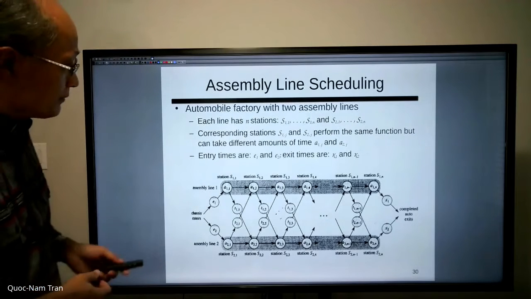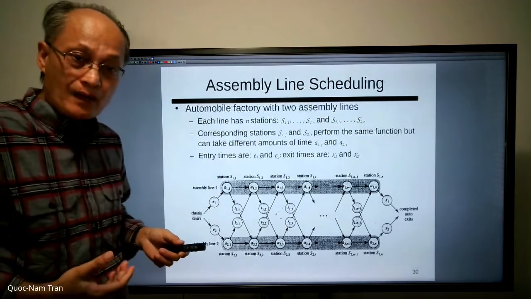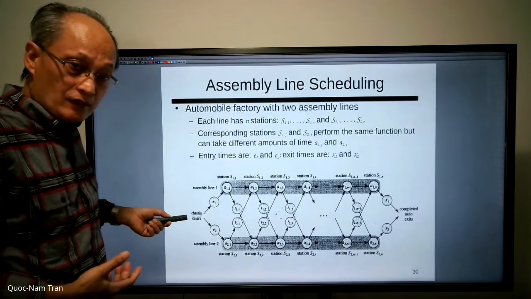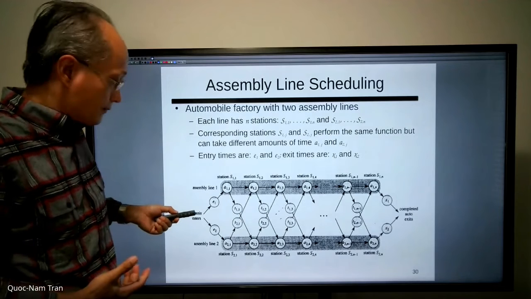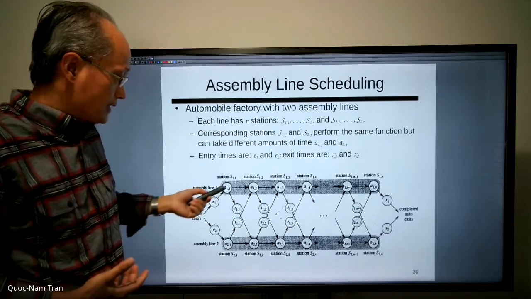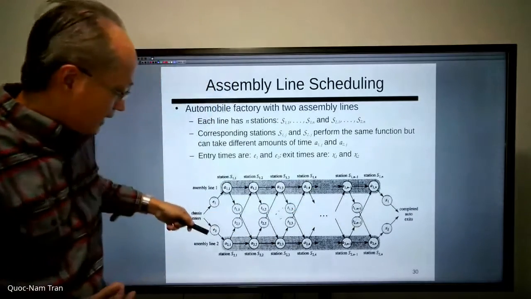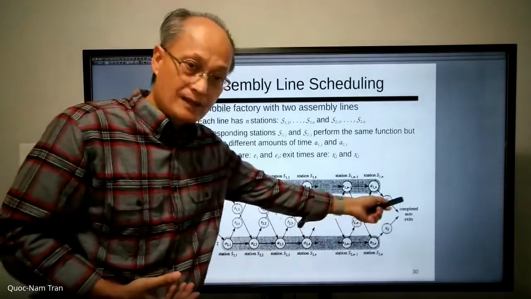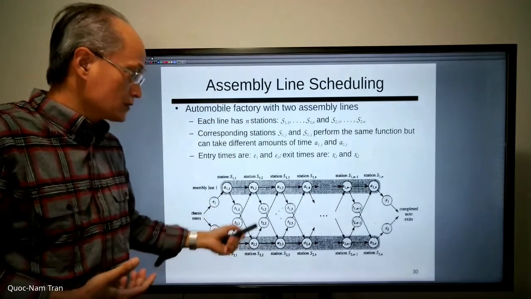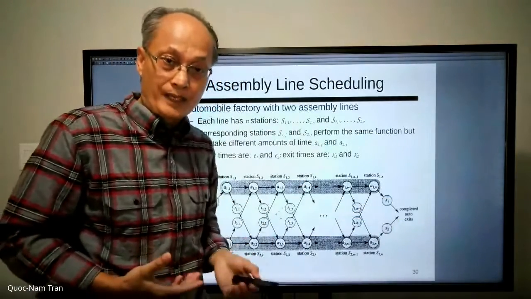Right? So we have here a problem in that we have to find out what would be the best way for entering a chassis of a car, whether entering assembly line number 1, staying there, or entering assembly line number 2, staying there, or entering assembly line 1, going back to line 2, going back to line 1, etc. Maybe it's a better way, right?